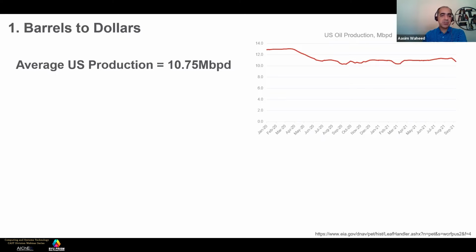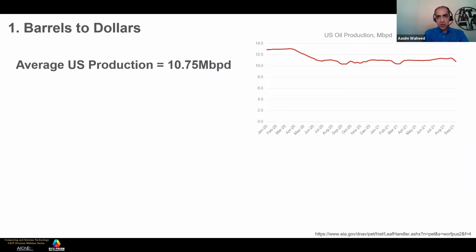Now, US average production of oil right now is 10.75 million barrels per day. This is the effect of COVID. We were approximately 13 just before COVID. And with COVID, we kind of came down. And since then, we have been going up a little bit, except for this last dip. This number is as of the previous week. Last week, approximately, we were making 10.75 million barrels per day.